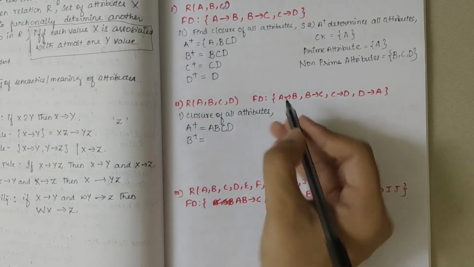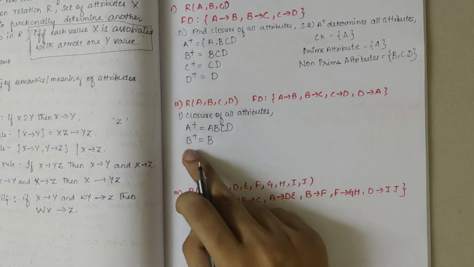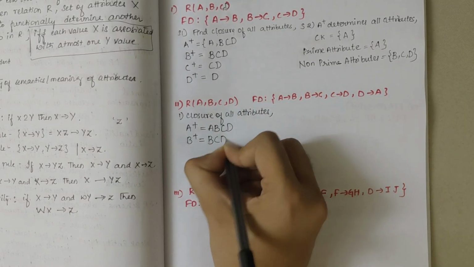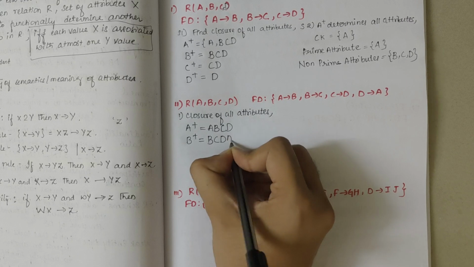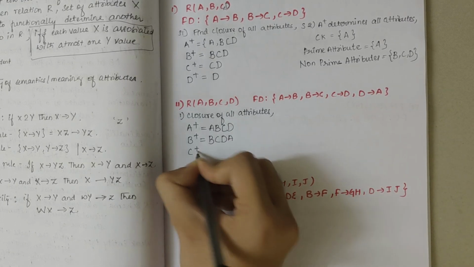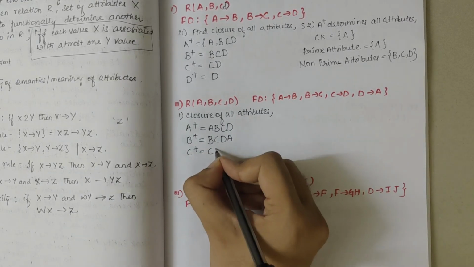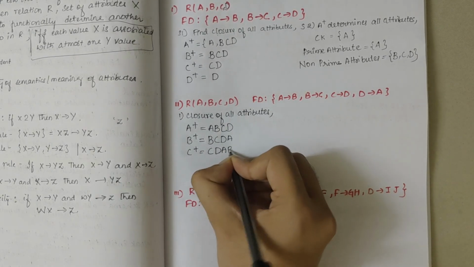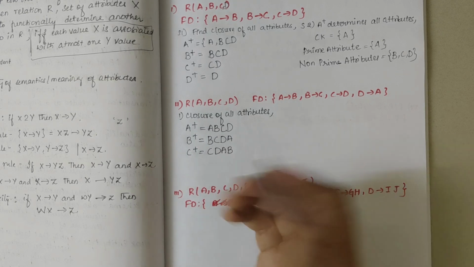Next, writing closure for B. Firstly, I'll write B and check if B determines anything. B determines C. So I'll write C here. C determines D and D determines A. Right. So I should write A also. C closure. I'll write C first and check if C determines anything. C determines D. D determines A. A determines B. And B determines C. So I need not write C again.